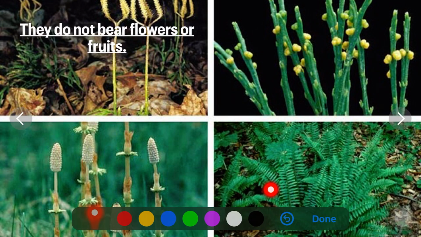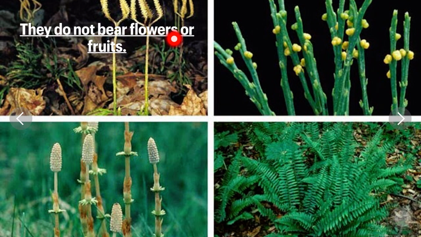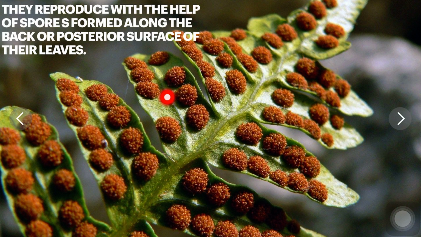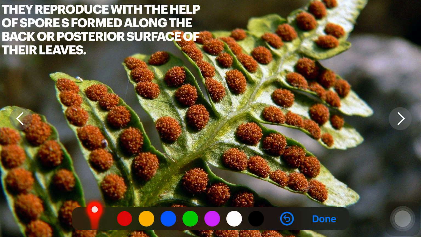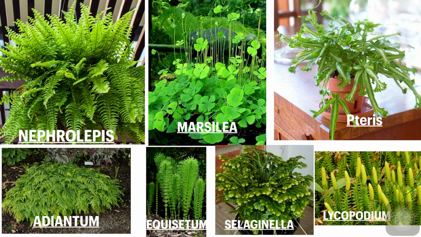But these plants will not bear any kind of flowers or fruits. Pteridophyta reproduce by means of spores which are formed on the posterior side of their leaves. As you can see, these are the spores which are formed on the posterior or back side of the leaf. Examples of Pteridophyta are Nephrolepis, Marsilea, Pteris, Adiantum, Equisetum, Selaginella and Lycopodium.